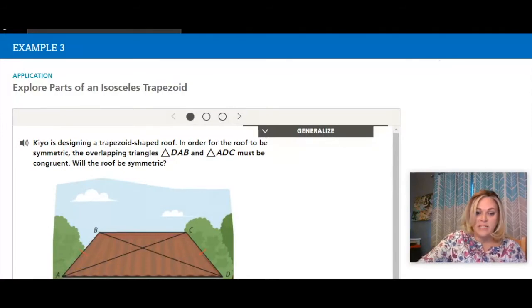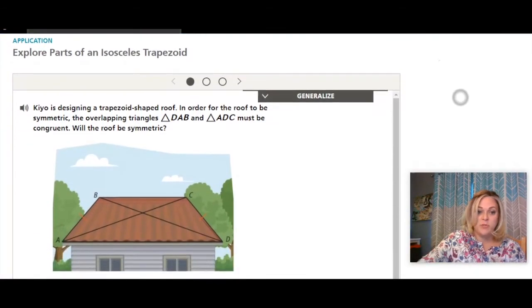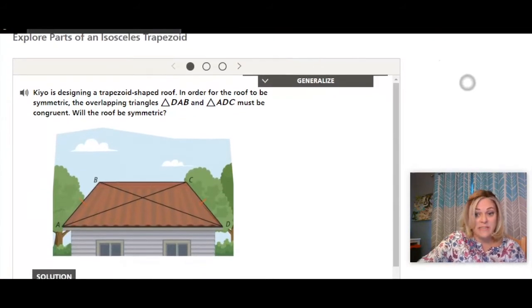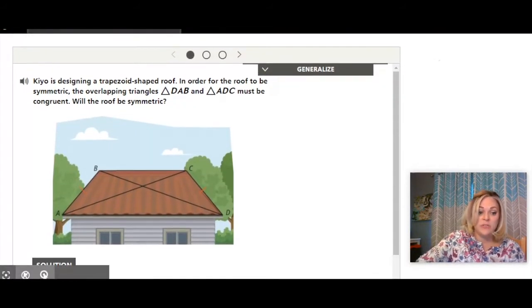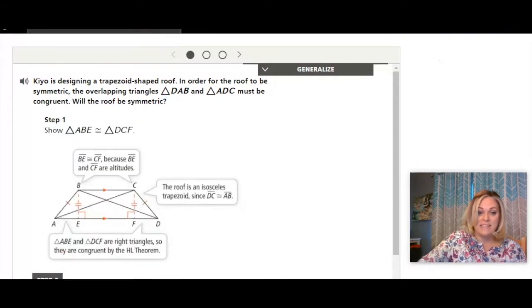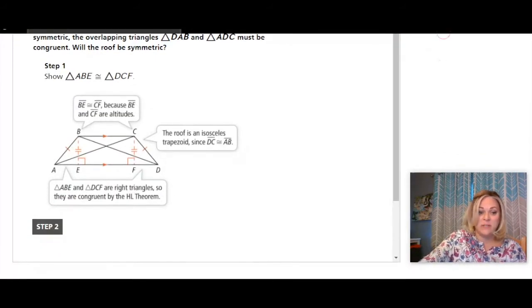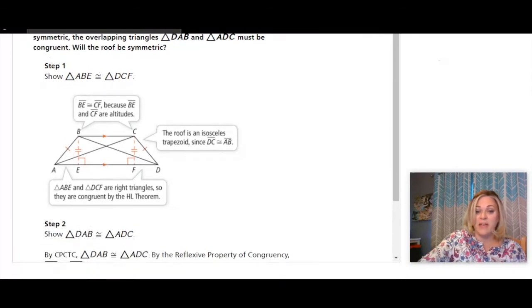For example 3, it actually is kind of extensive, but it's talking about a roof, a trapezoid shape. So we're talking trapezoids now, not a kite. And it goes through proving how it could be symmetric. So I'm going to slide this down. This is a great proof to look at, and these are the altitudes. The heights would be the same. So if the heights are the same and these side lengths right here are congruent, these two triangles would be congruent because of HL. And then it keeps going. So if you have a second, look through this and it talks about how they are or are not symmetric based on congruent triangles. So look at that.